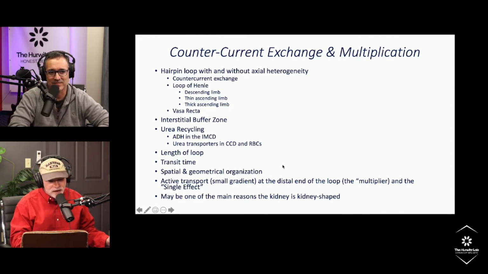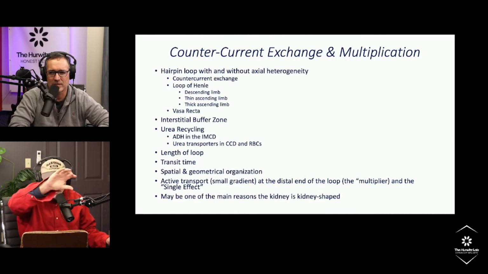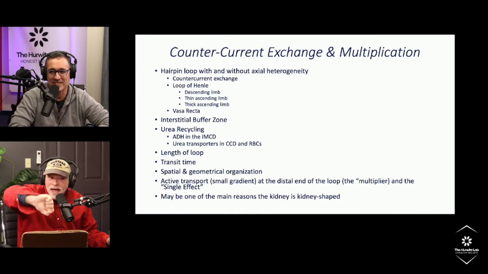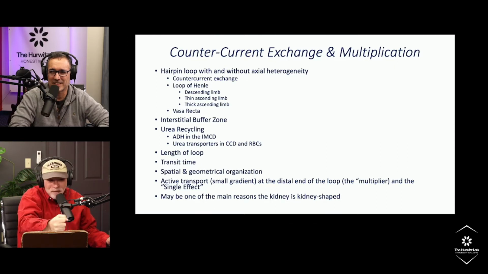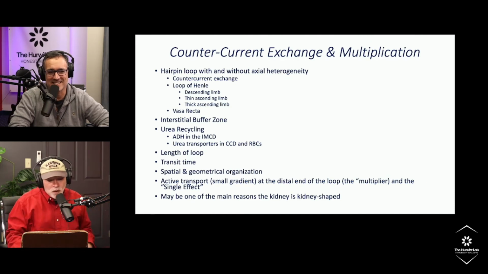In the kidney, we have a hairpin loop with what's called axial heterogeneity. The kidney is going to build a tubule to go from superficial to deep, put a hairpin in and come back up. But it also endows the going-down part with different properties than the going-up part, and gives it some special neighbors. So the descending limb is going down and is permeable to water. Then once you turn the tip, the water permeability is gone, and what you now have is a solute permeability.